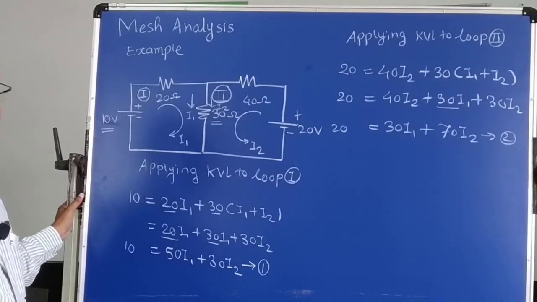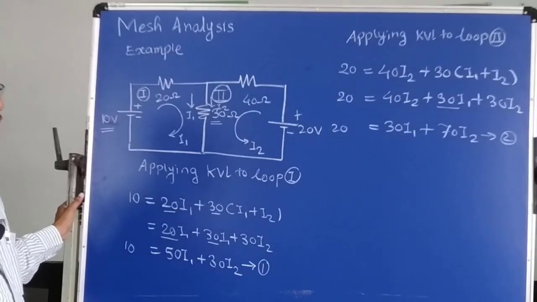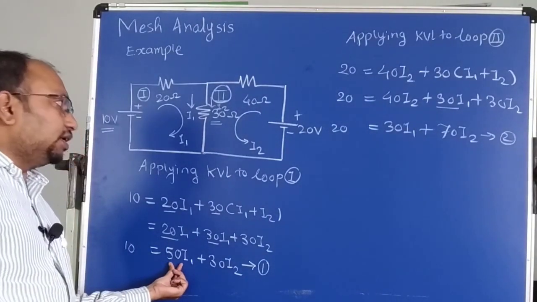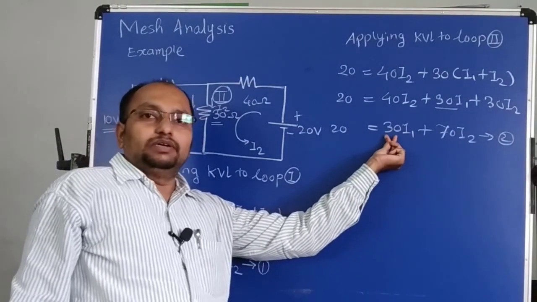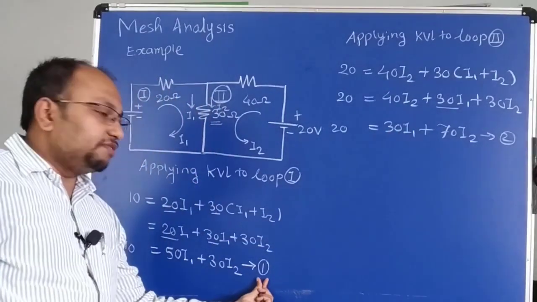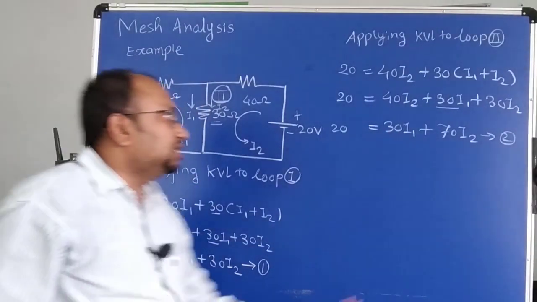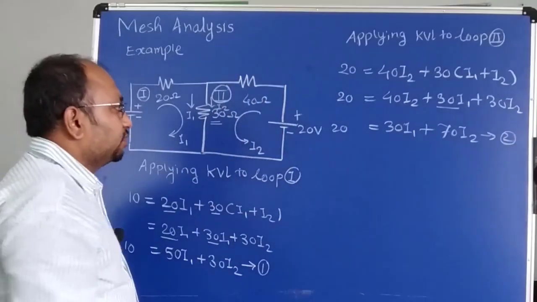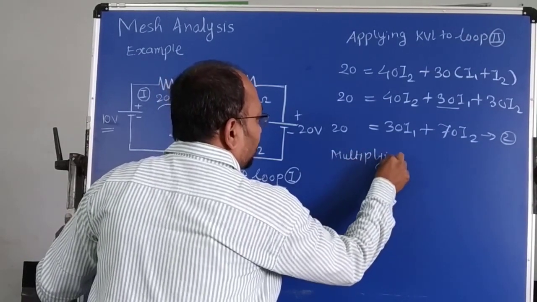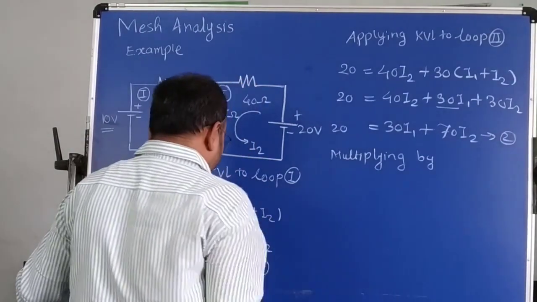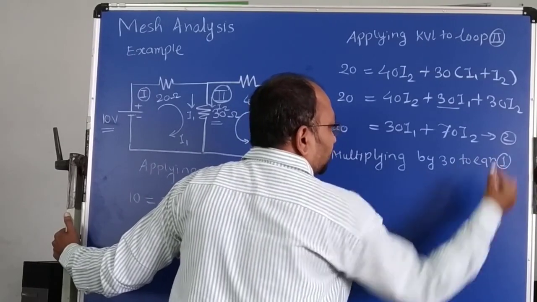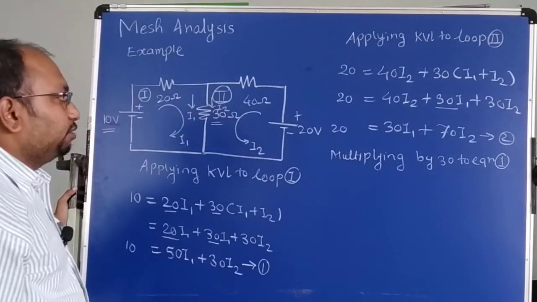Okay, now we are going to solve these two simultaneous equations in order to get the values of I1 and I2. As I said, if I want to make the I1 coefficients the same, then simply multiply by this factor to equation number 1 and by this factor to equation number 2. So let us do the same. Simply multiplying by 30 to equation number 1.